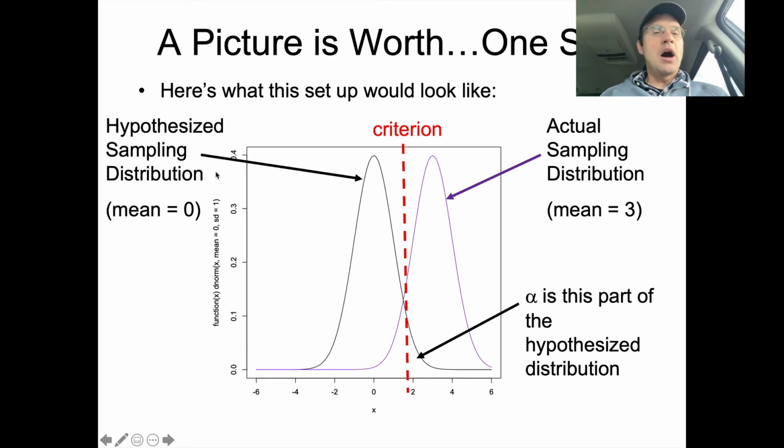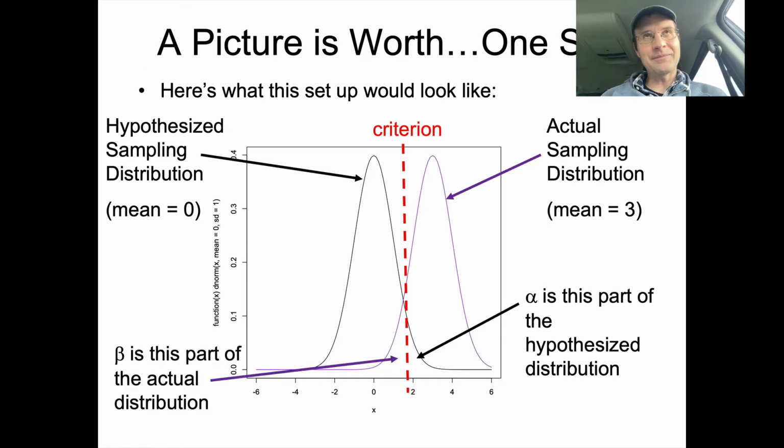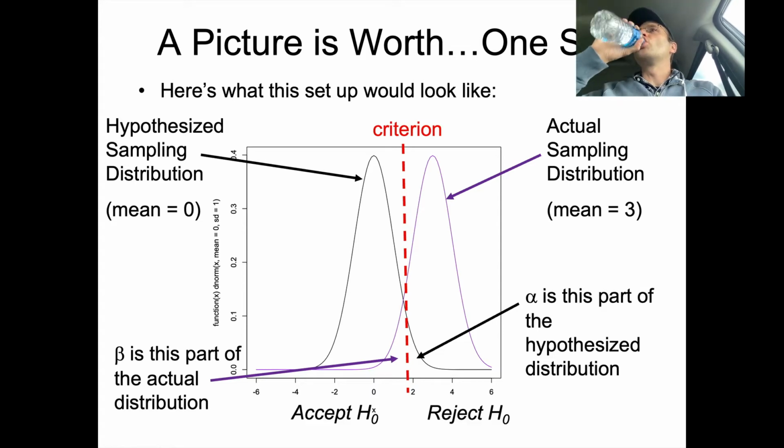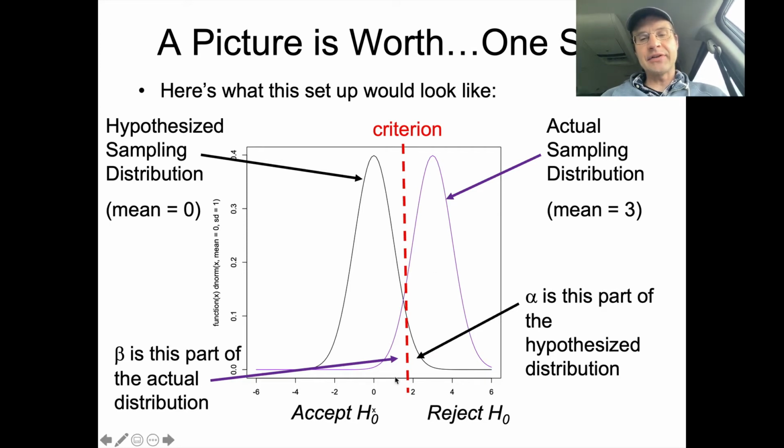What we don't know off the bat, just because of our setup, is how many beta type mistakes we're going to be making, beta being this part of the actual distribution on the left side of the criterion. So I've got these labels down here on the bottom as well, just to try to make this clear. But again, on the left side of this criterion, we're accepting the null hypothesis. And on the right side, we're rejecting the null hypothesis.